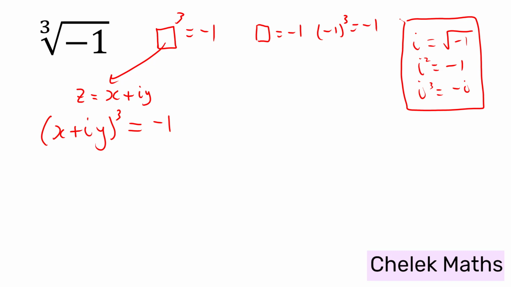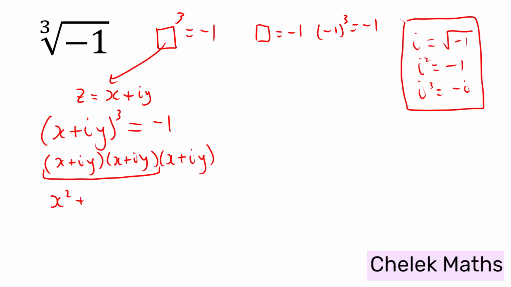So let's start expanding it. I'm going to write it out. We've got (x + iy)(x + iy)(x + iy). I'm going to start just by expanding these two, and then I'm going to multiply it by the last bracket. So I get x squared plus ixy plus ixy plus i squared y squared. And remember, this is all going to be times x plus iy.